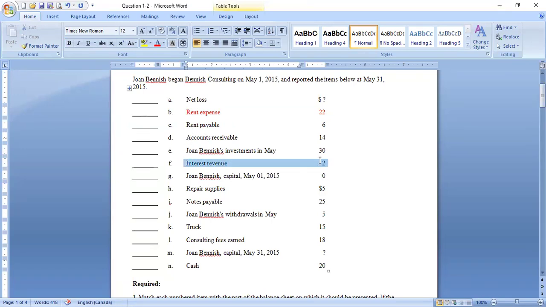Interest revenue, is it part of the income statement? It should be, right? So let's mark it with red. What else? Consulting fee earned, right? Anything else that will belong to the revenue and expenses? Nothing else. We're chasing only revenue expenses. Is there anything else? So the question is, how much is the net income?